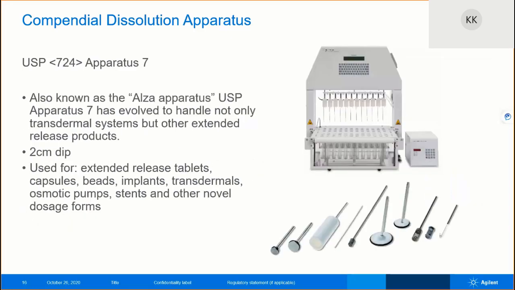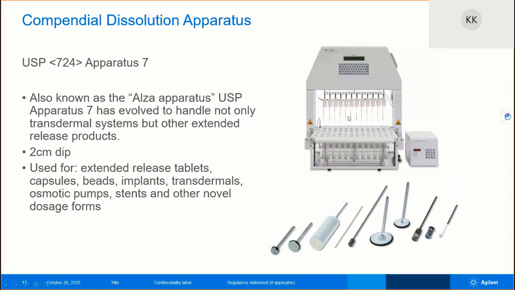So the apparatus 7, as you see it here from Agilent, looks very similar to the apparatus 3. The difference is it only dips for 2 centimeters. The apparatus 3 dips for 10 centimeters. Also, you have smaller volumes, right, as you can see on the picture.